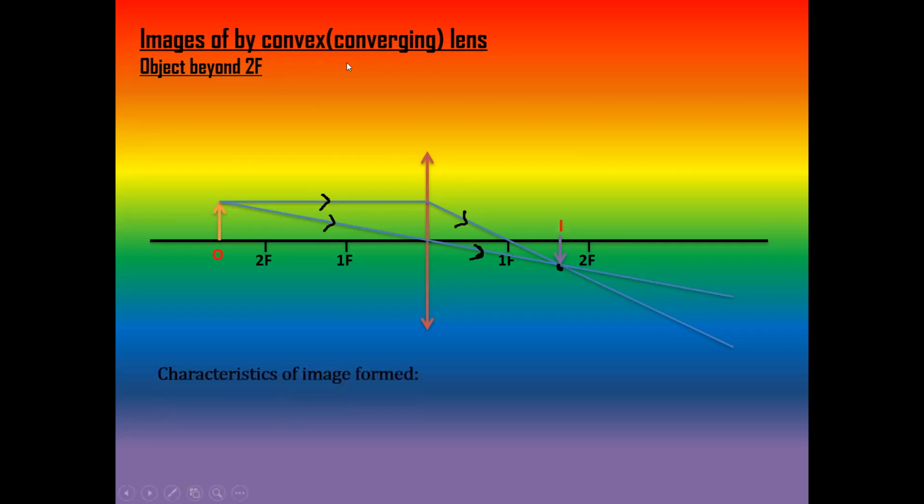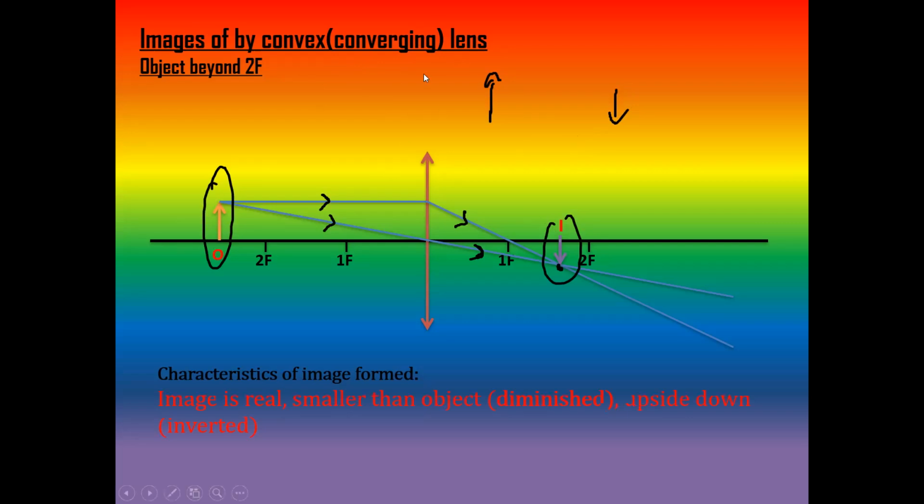So for the characteristic of this image, when we compare the object with the image, what we find is the object is bigger and the image is smaller. So we can say that the image is real. Why do we call that real?